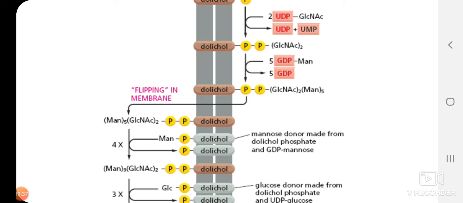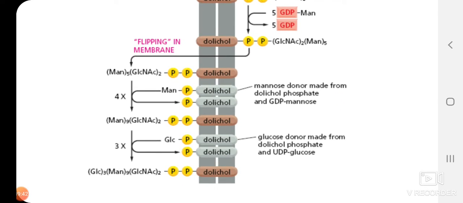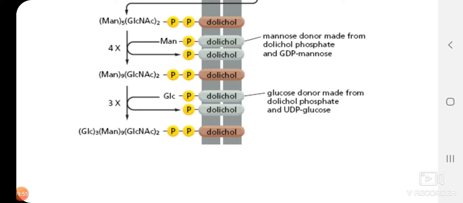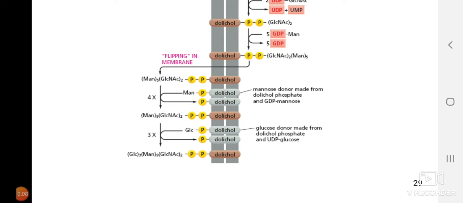Then there will be flipping, wherein this dolichol flips, covering the sugar units within its hydrophobic core. It transfers them back into the luminal side of the endoplasmic reticulum, where further addition of mannoses and glucoses will take place to complete the construction of the sugar tree. Once the sugar tree is completed, it consists of 2 N-acetyl glucosamines, 9 mannoses and 3 glucoses.